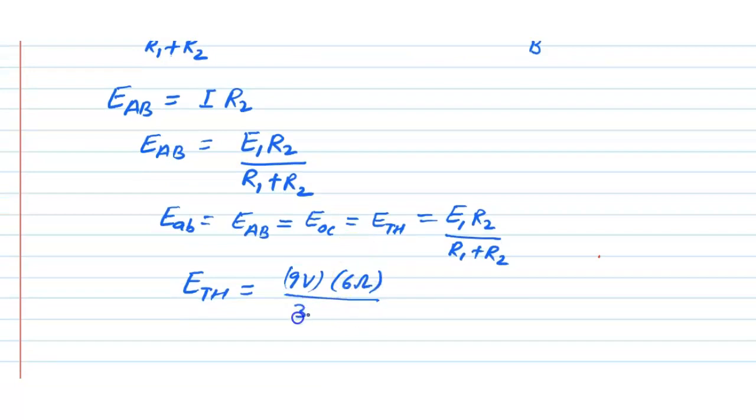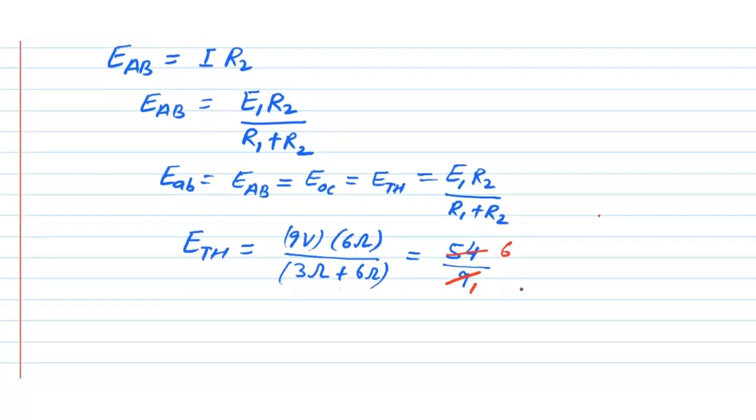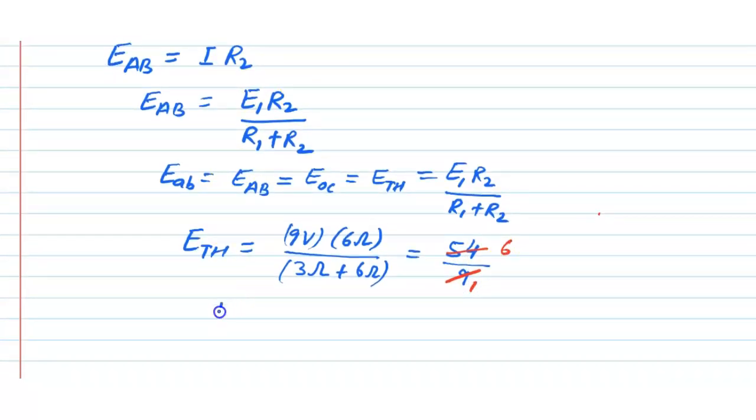R1 is 3 ohm plus 6 ohm, it will be 9 times 6 is 54, divided by 3 plus 6, which is 9, and 9 divided by 9 is 1, 9 times 6 is 54 by 9 is 6. That means ETH is equal to 6 volt.